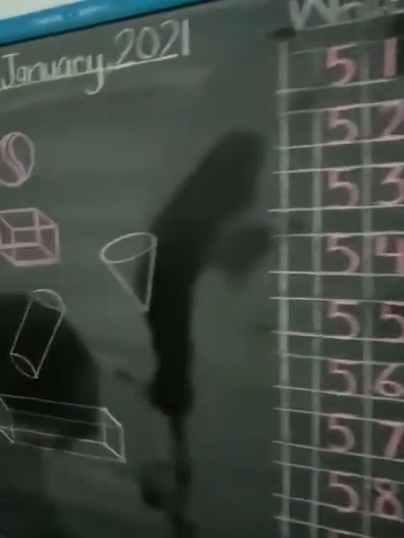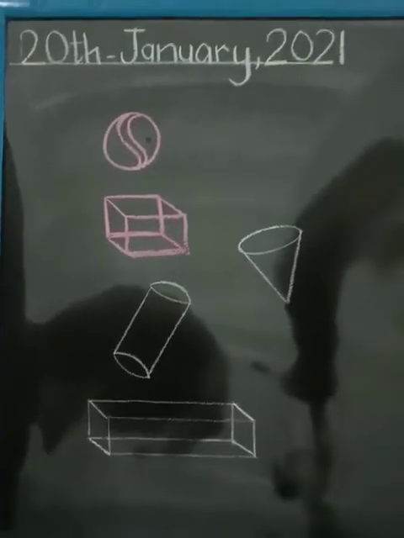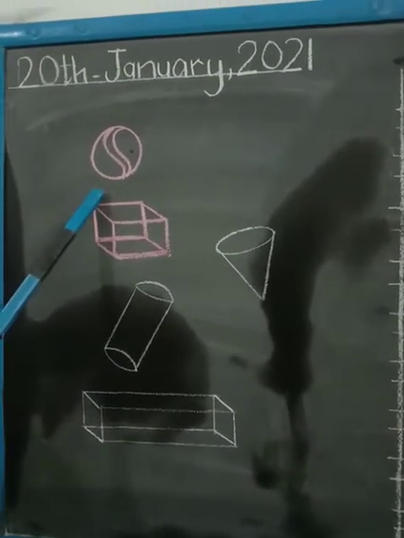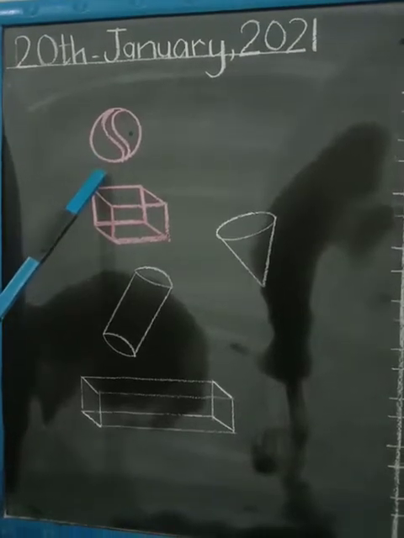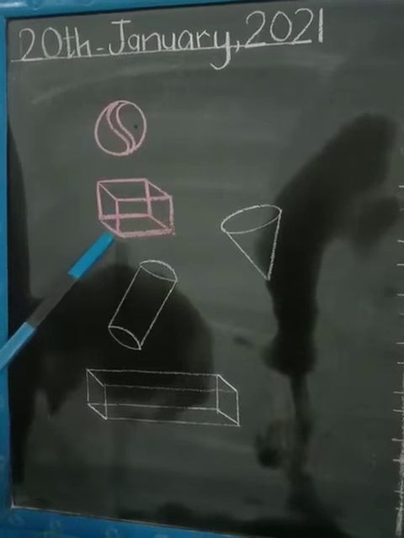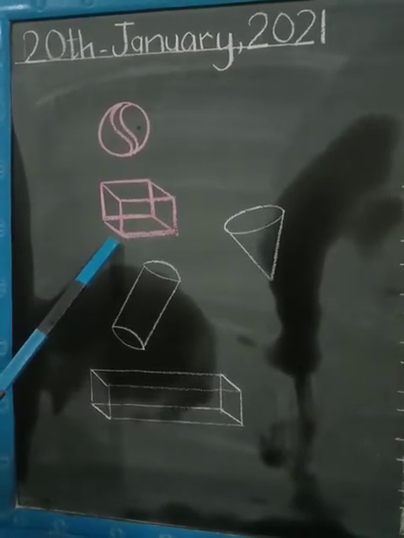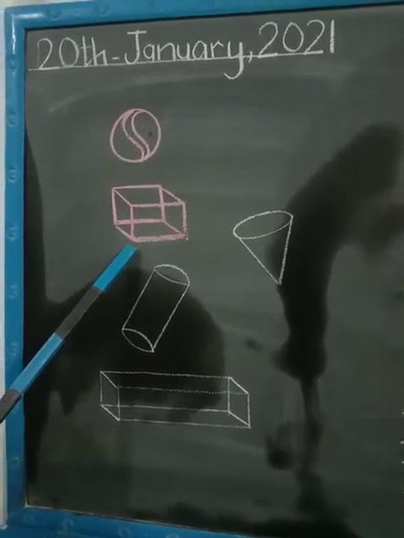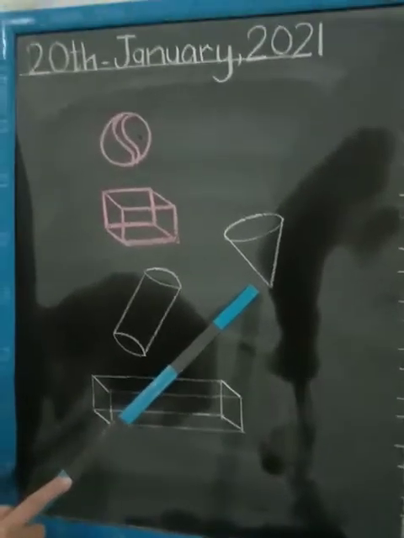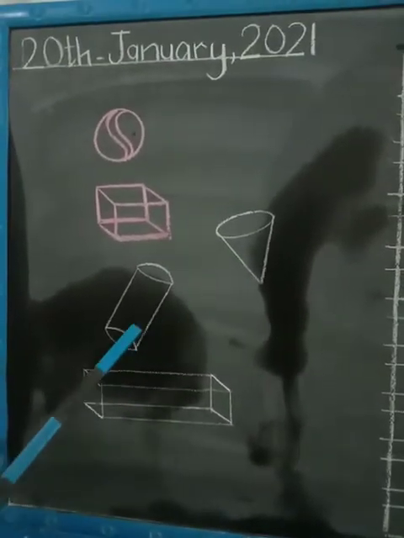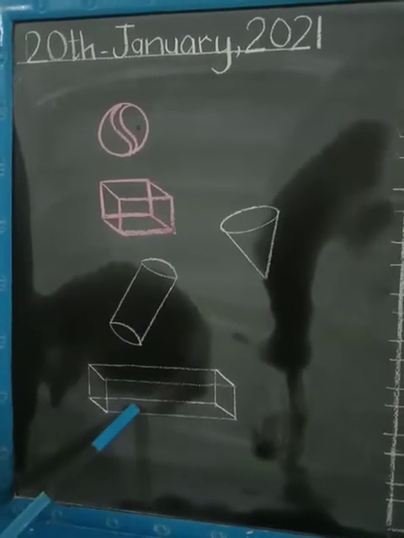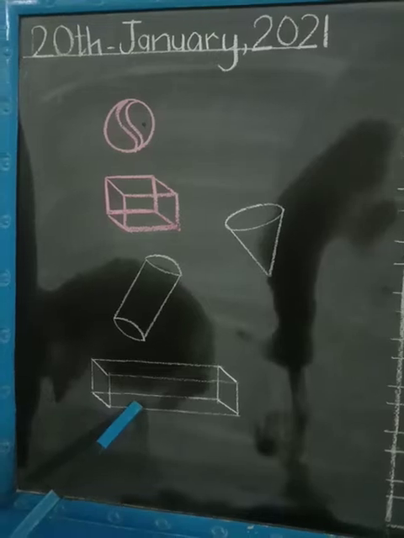Okay, dear students, today we are going to revise solid shapes. What is the name of this shape? This is sphere. What is the name of this shape? Sphere. And this is cube. What is the name of this shape? Cube. What is the name of this shape? Cone. And what is the name of this shape? Cylinder. And this is cuboid.